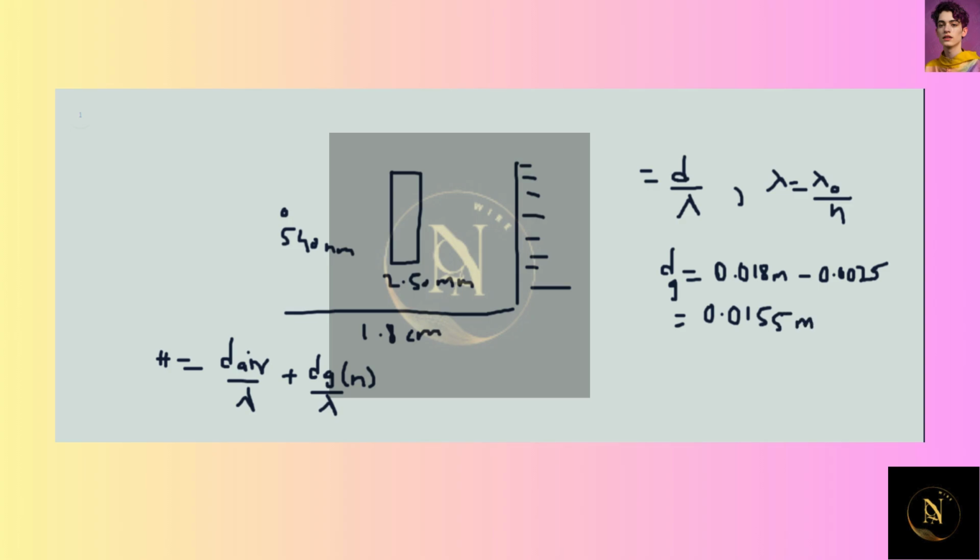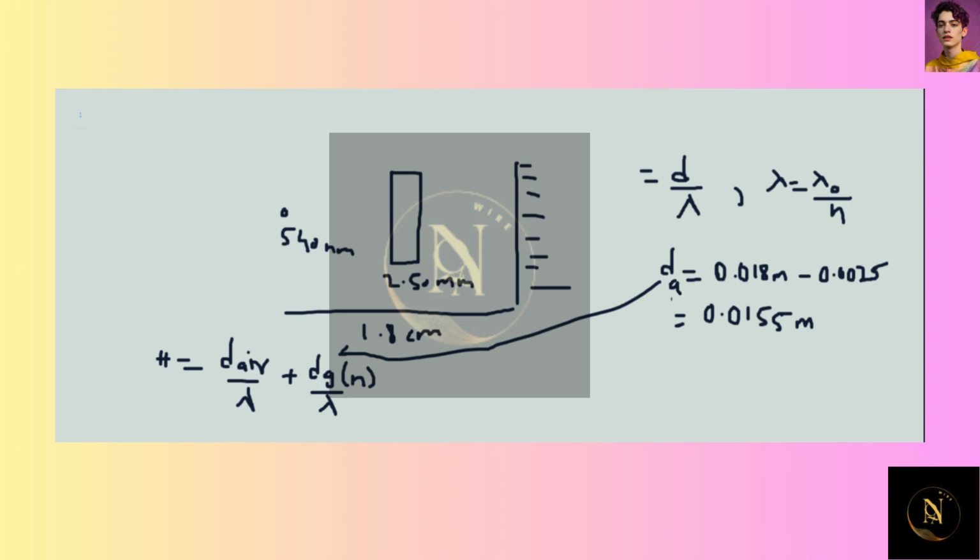Now I will plug this distance value here, and plug in the refractive index of the glass. Sorry, this is the distance in air.